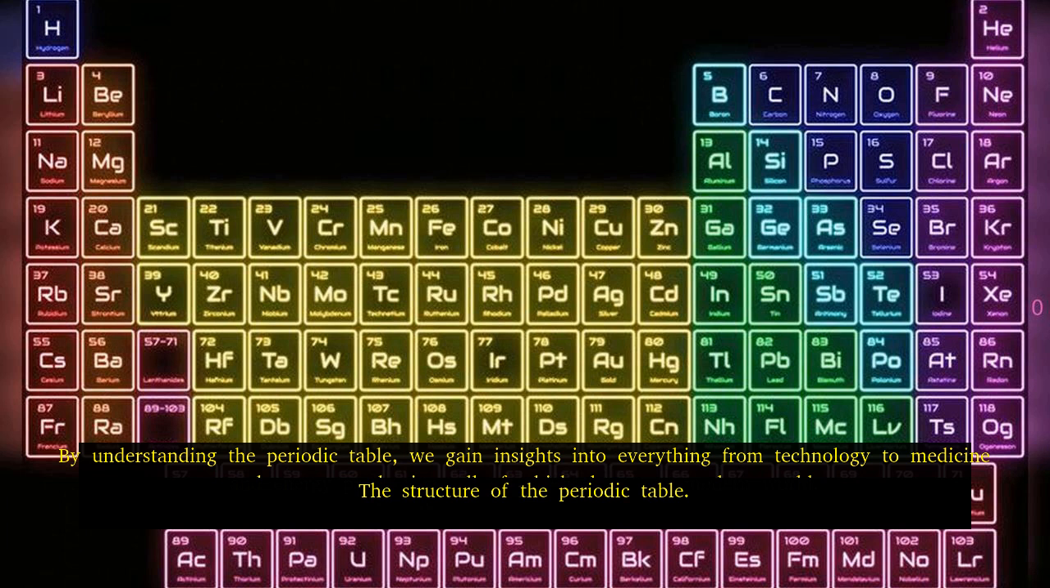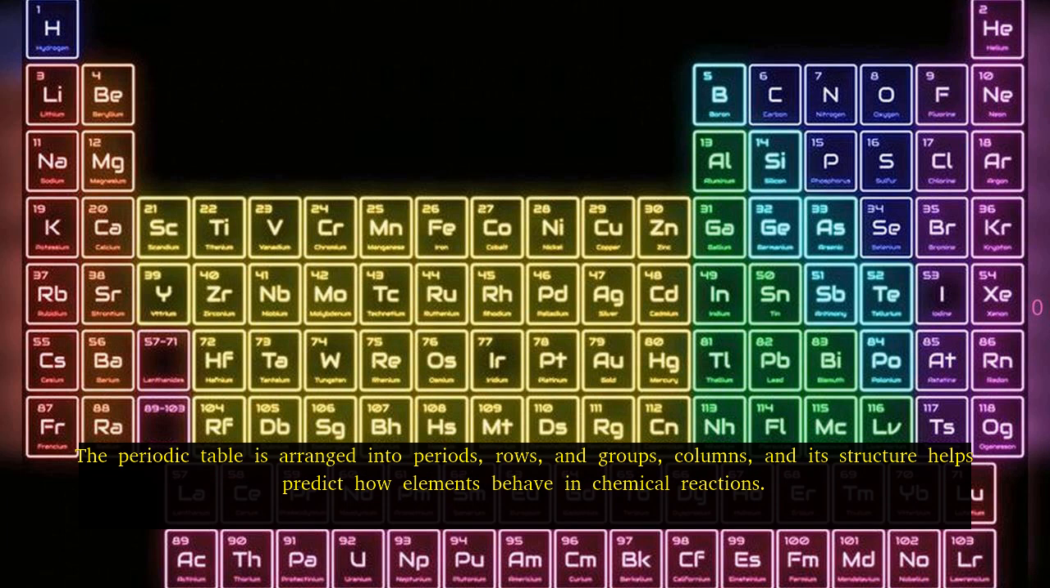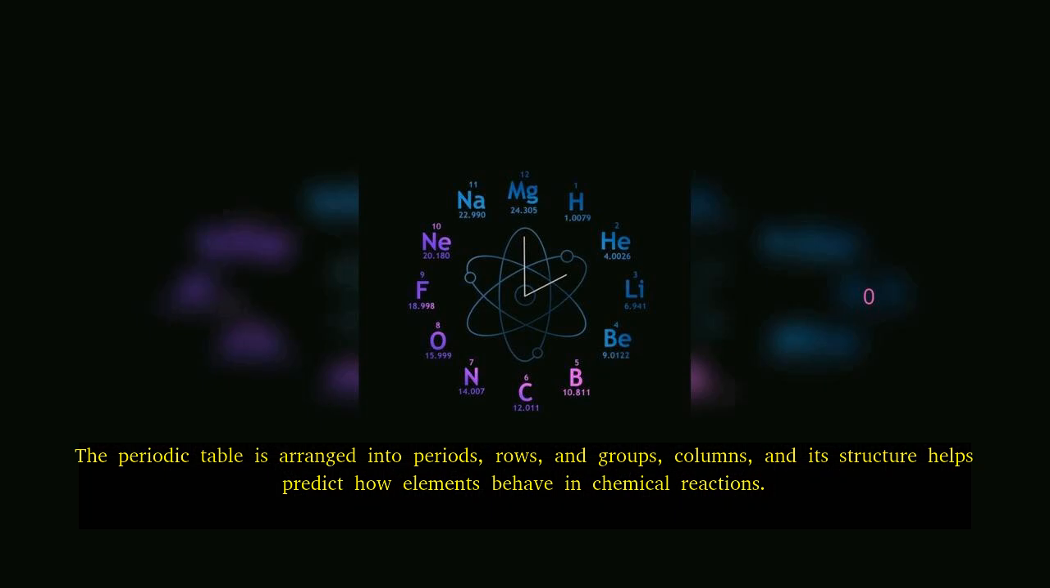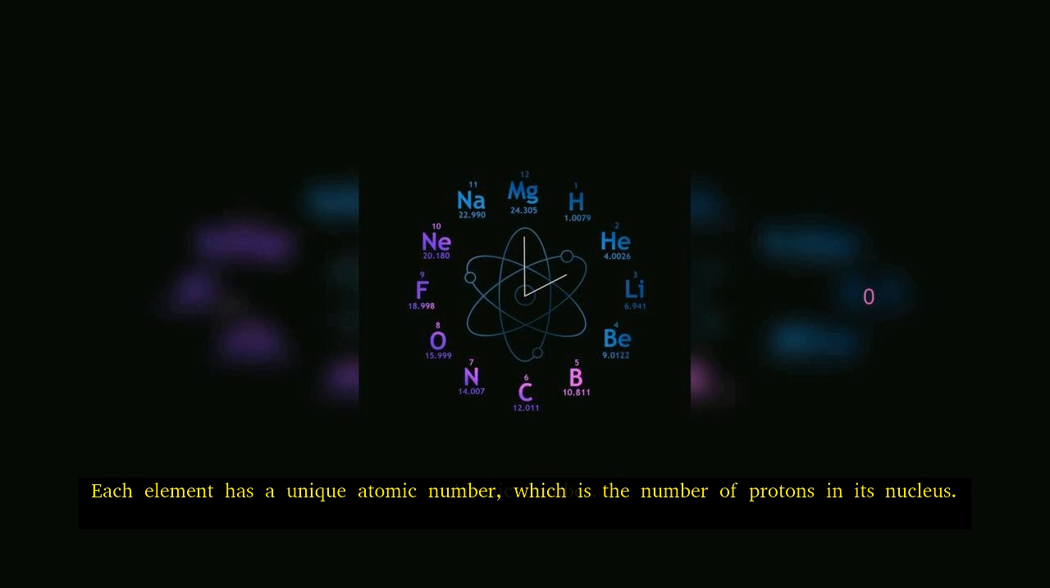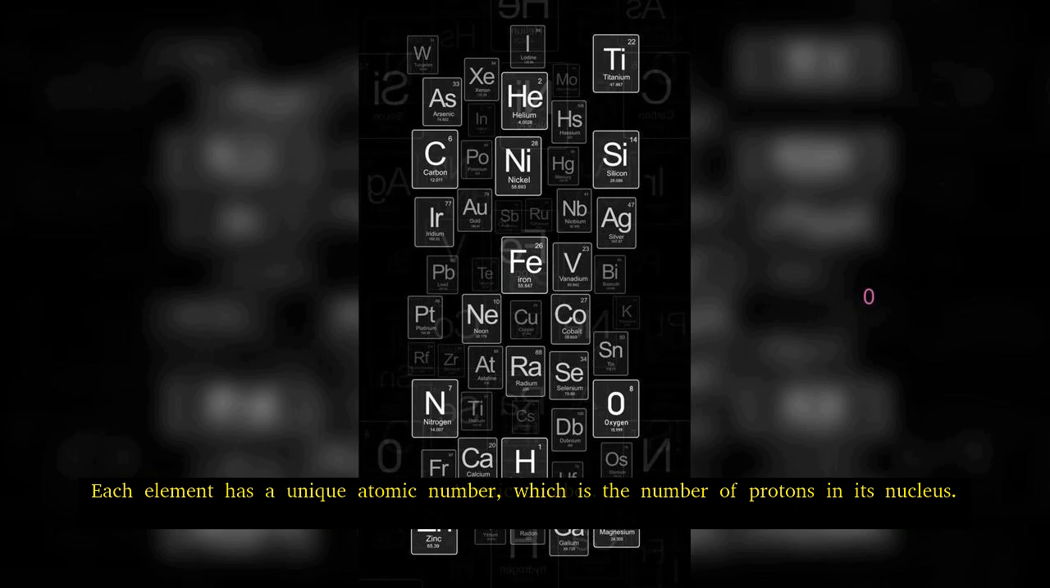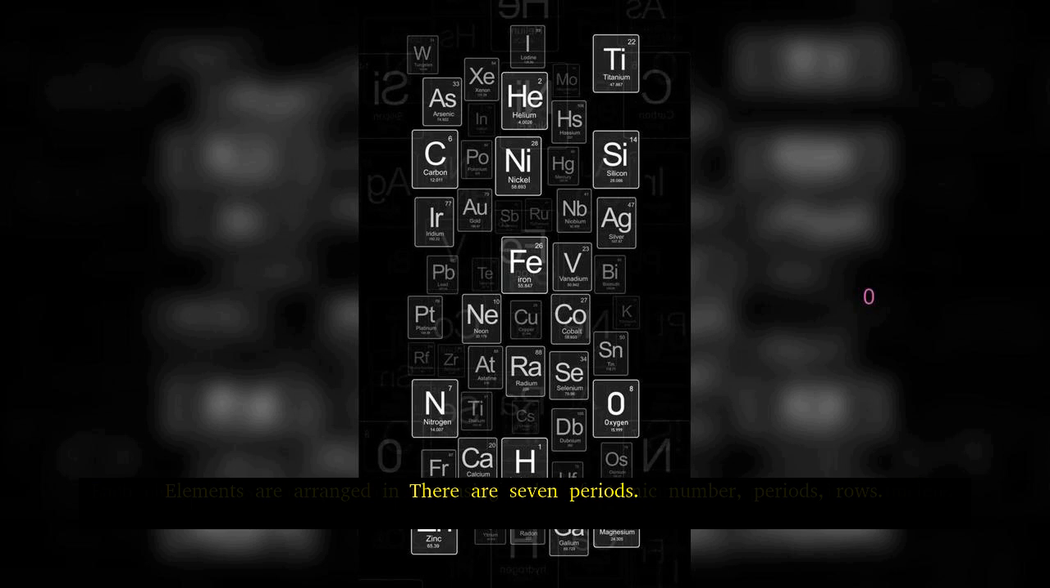1. The structure of the periodic table. The periodic table is arranged into periods (rows) and groups (columns), and its structure helps predict how elements behave in chemical reactions. Atomic number: each element has a unique atomic number, which is the number of protons in its nucleus. Elements are arranged in increasing order of atomic number.